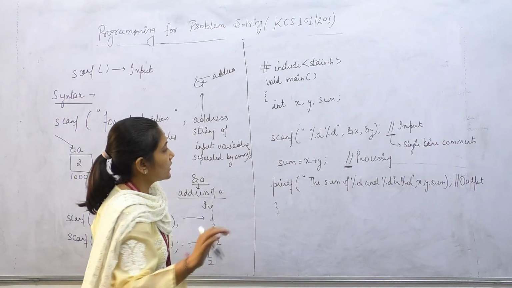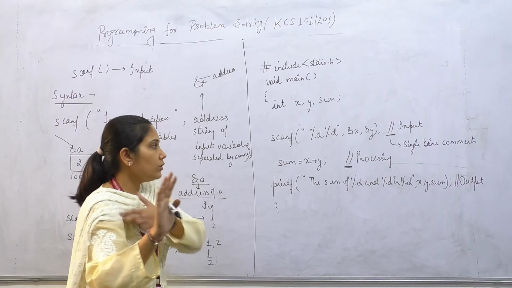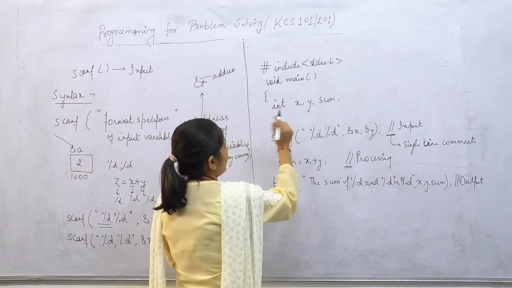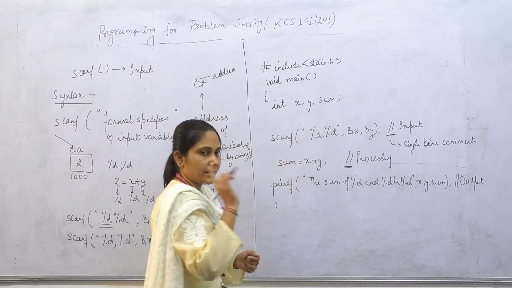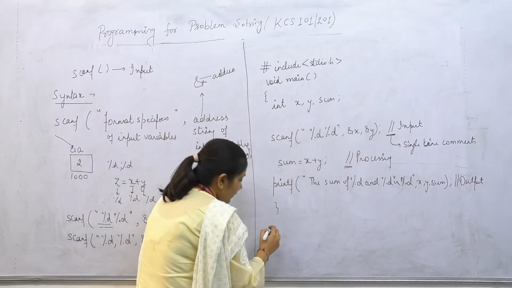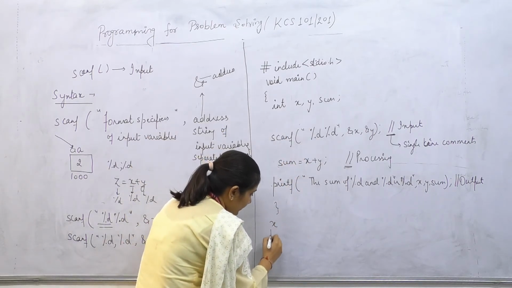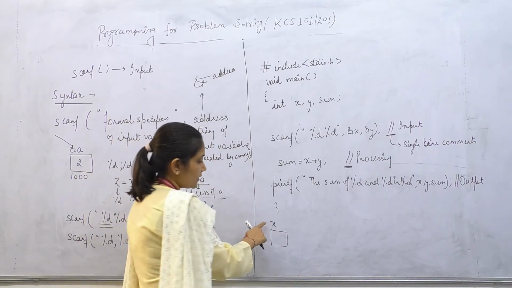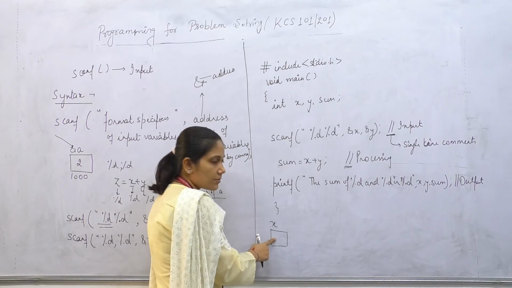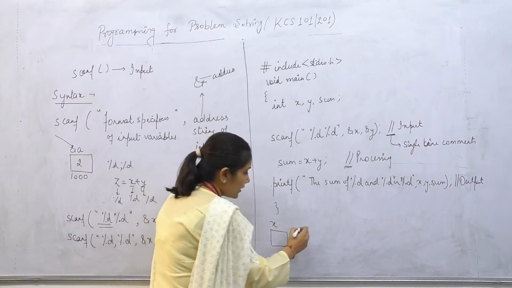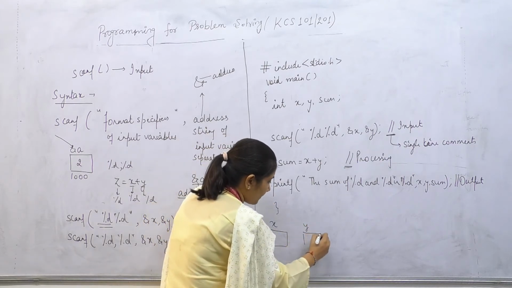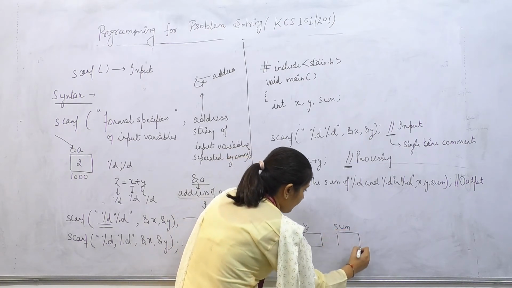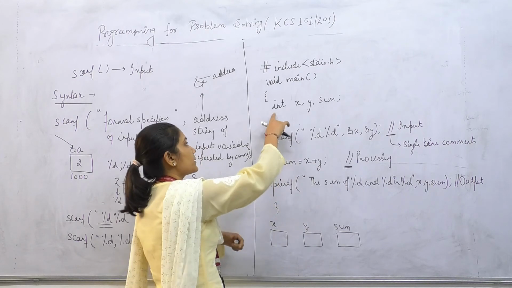Okay. Now see how this program is going to run. First of all, when I have started my compilation process, it will come here to int x. So what will happen? As the declaration is done, there is a variable named x. It will occupy some memory space in the memory. Same is the case with y, and then sum. Okay, first step, this step is complete.